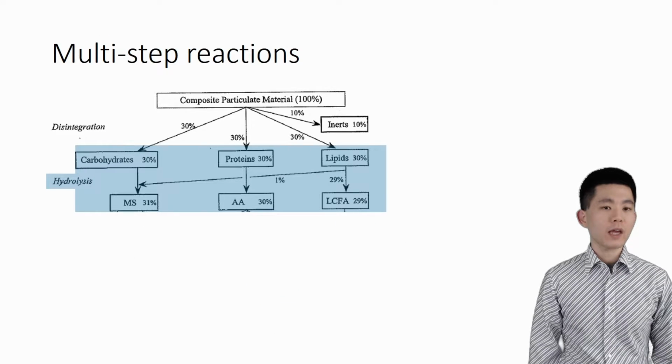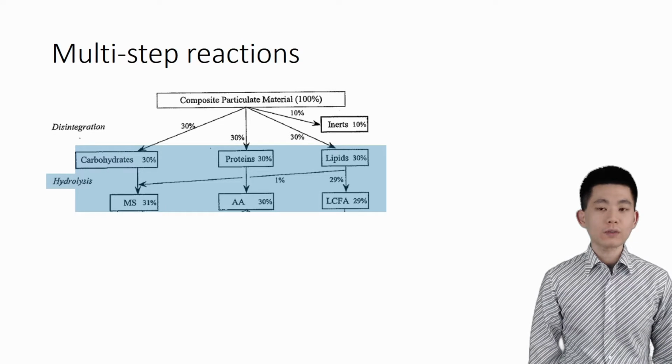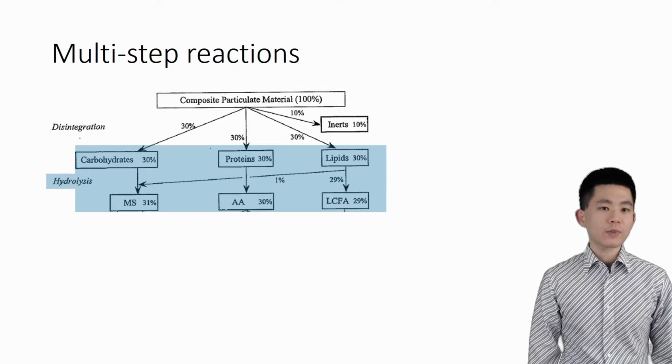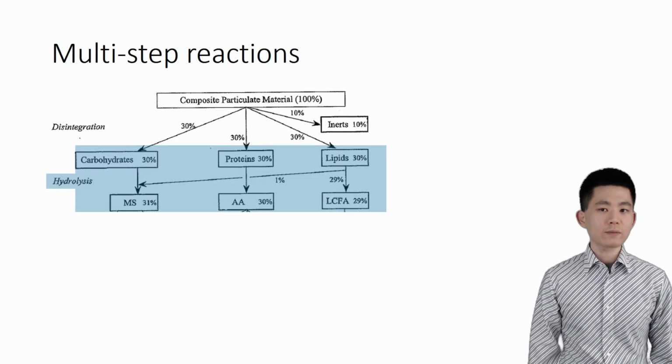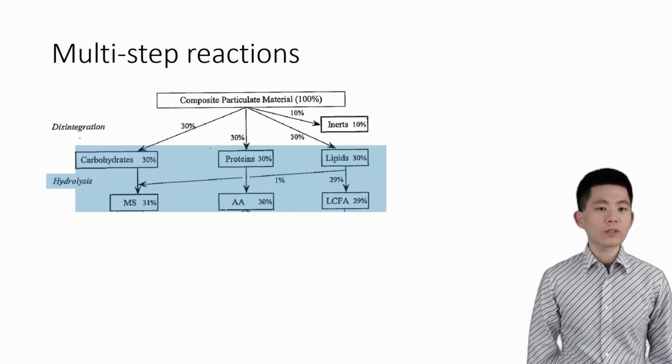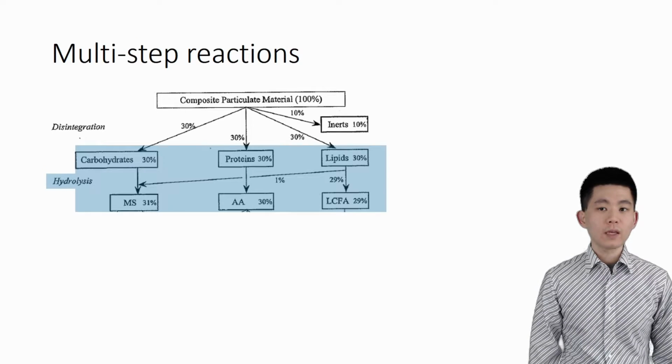We can roughly categorize the complex organic matter into carbohydrates, proteins, lipids, and inerts. Inerts do not participate in any of the following reactions. For hydrolysis by extracellular enzymes, carbohydrates are broken down into simple sugars, proteins into amino acids, and lipids into mostly long-chain fatty acids.